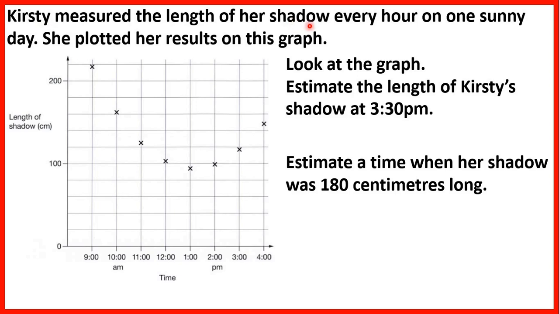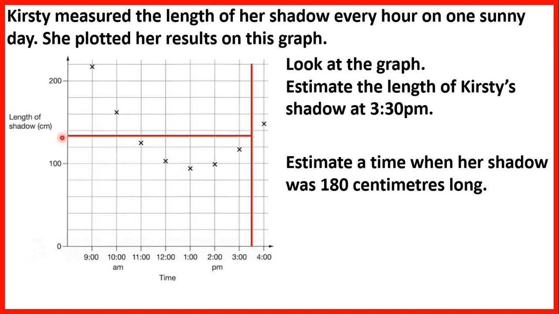Kirsty measured the length of her shadow every hour on one sunny day. She plotted her results on this graph. Look at the graph, estimate the length of Kirsty's shadow at 3:30. So we have the time on the bottom, and 3:30 is right in the middle of 3 o'clock and 4 o'clock. Now, what we need to do is imagine if these dots were connected, where would the lines cross? Well, it would probably be at about this point here.